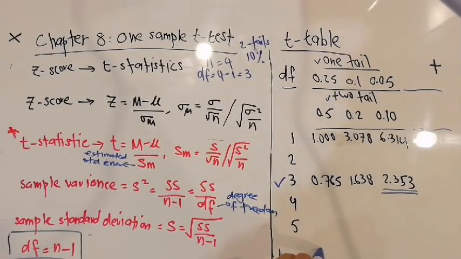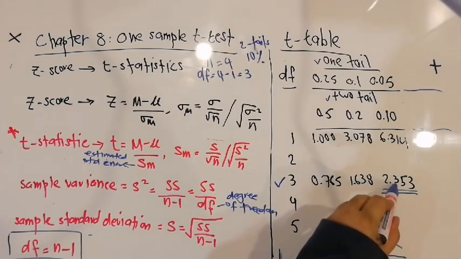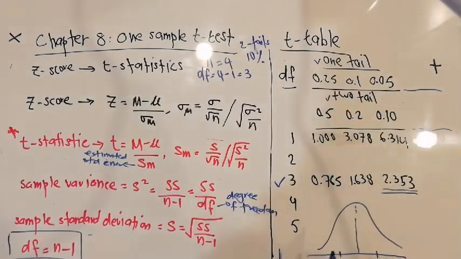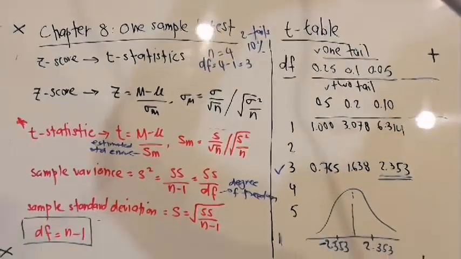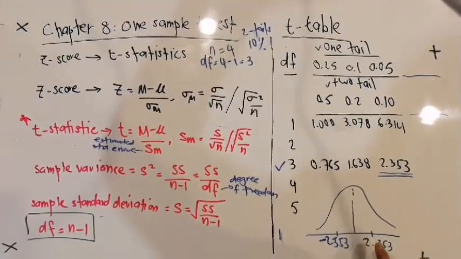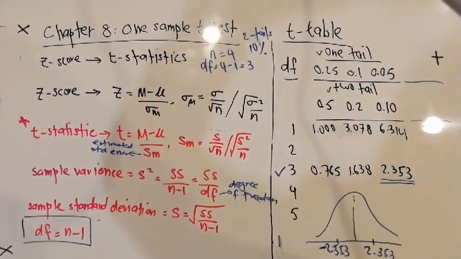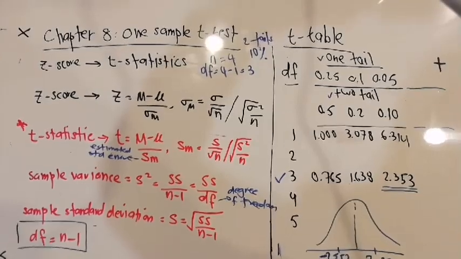This is similar to the z-score previously. You use the distribution curve and locate 2.353 on it. If they say it is two tails, it means you put 2.353 and minus 2.353, one on each side. This is how you locate your df and the critical region in the distribution curve.